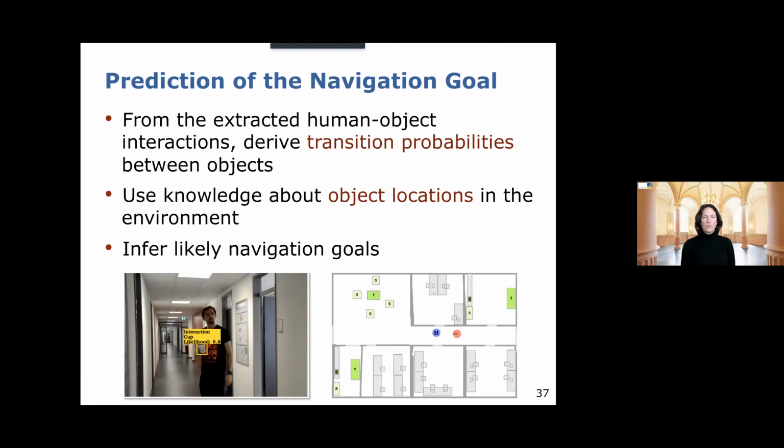So the robot knows about the next objects the user will interact with using the learned transition probabilities of user-object interactions. And given such a map of the environment, the robot can infer where the user is moving to and can use this information to determine its own navigation behavior.